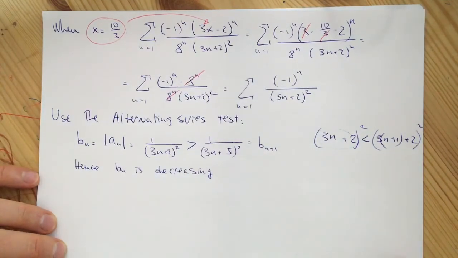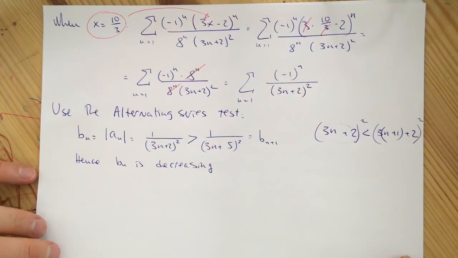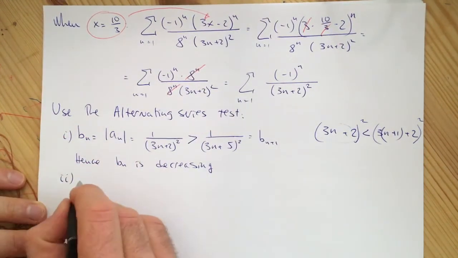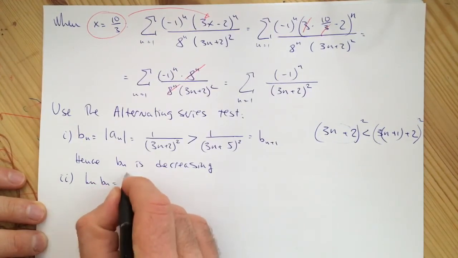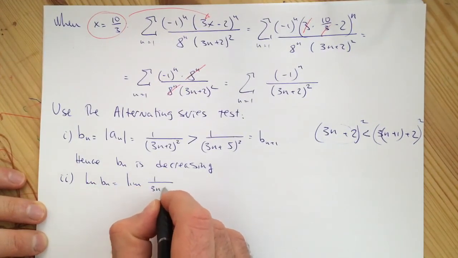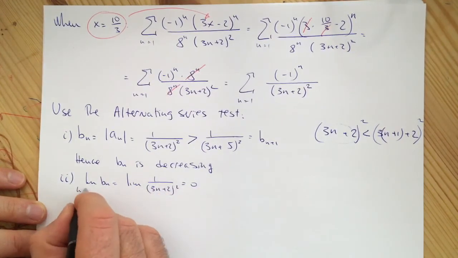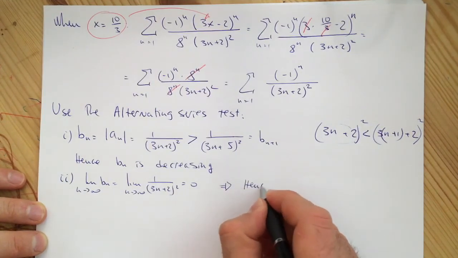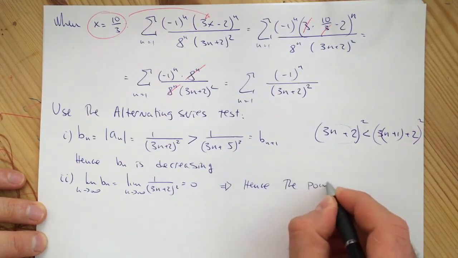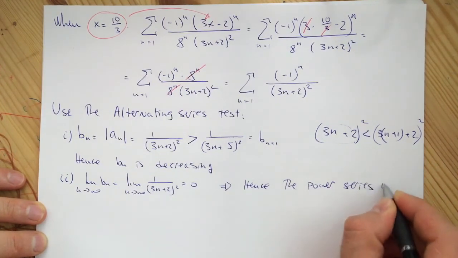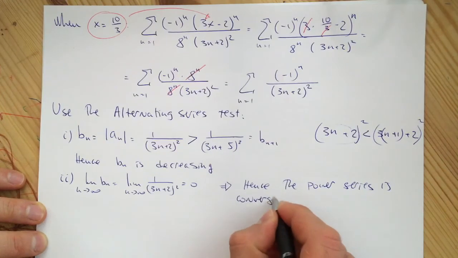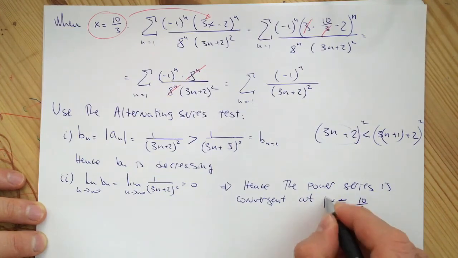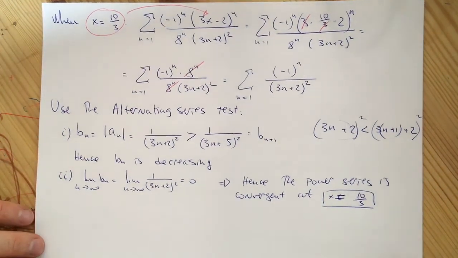The first condition is satisfied from the alternating series test, and the second one, the limit of b_n, well, that's more than obvious, that's 0 because the denominator goes to infinity. Hence, the power series is convergent when x is equal to 10 over 3, which means that the power series is convergent at the right endpoint also.